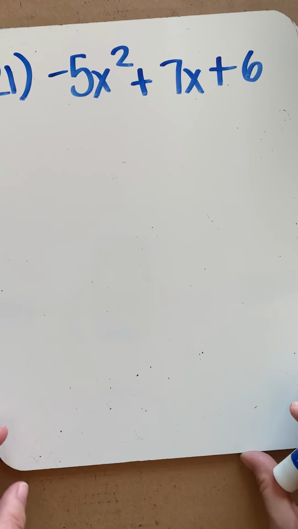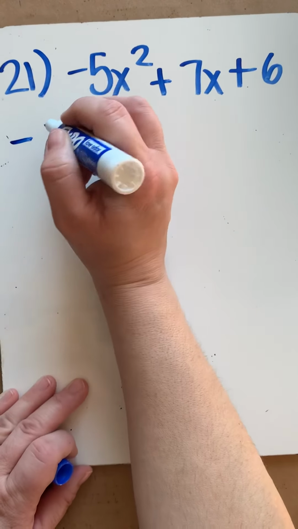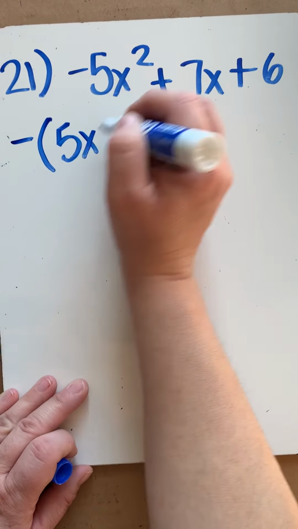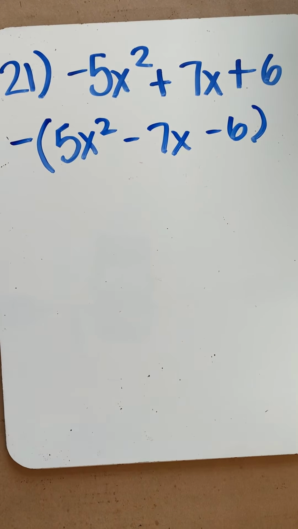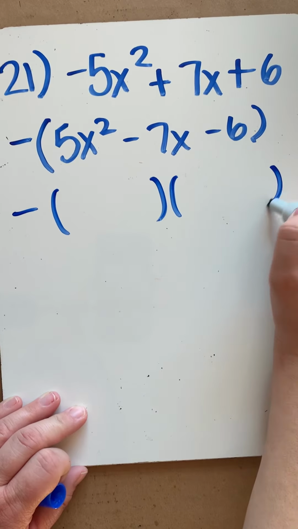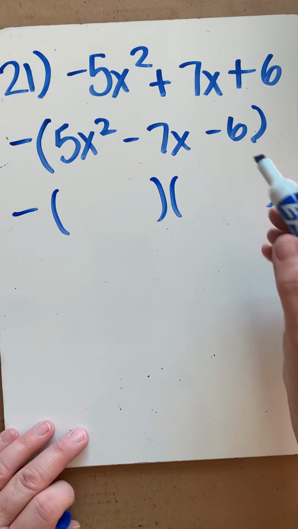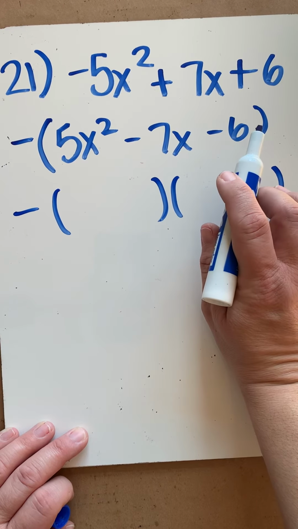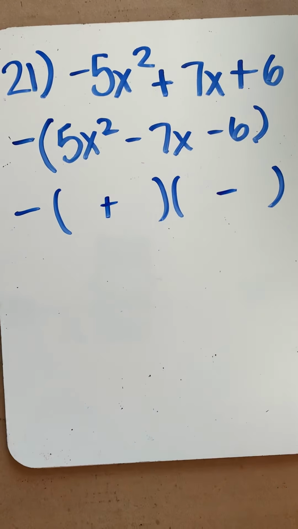Okay, number 21, that's the other one. Very similar problem. We have a negative leading coefficient, so I want to pull that out of the problem, which changes all my signs. And I have 5x squared minus 7x minus 6 now that I want to factor. I'm going to drop down my negative, and I'm going to prep my problem by putting the 2 parentheses and figuring out my signs. So if I have a negative last term, what's my only option? My only option is 1 positive and 1 negative.